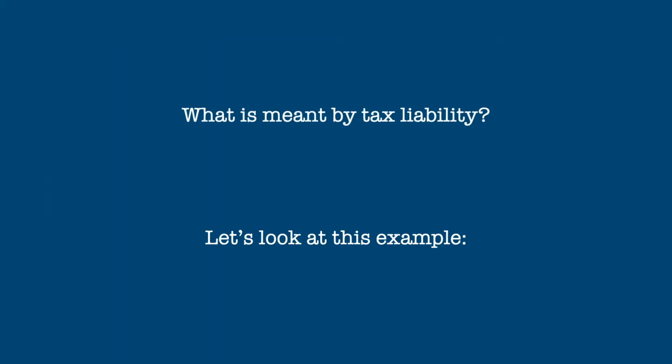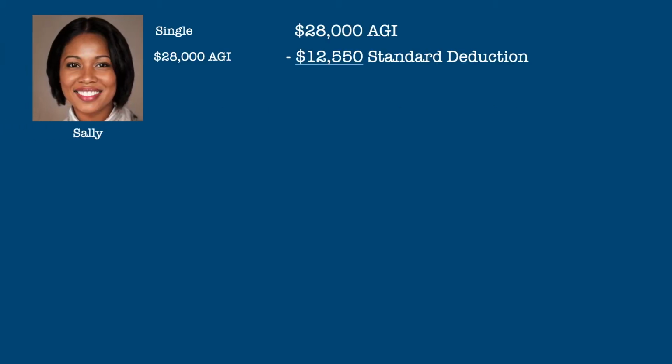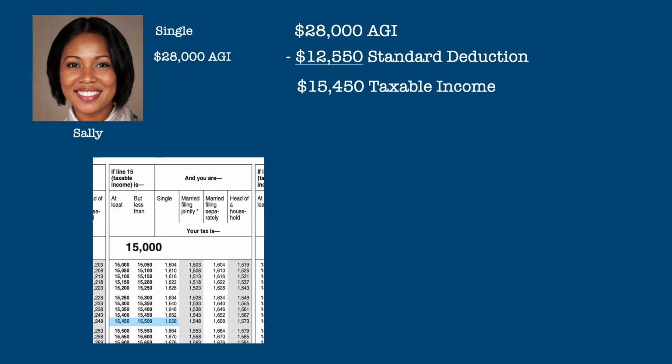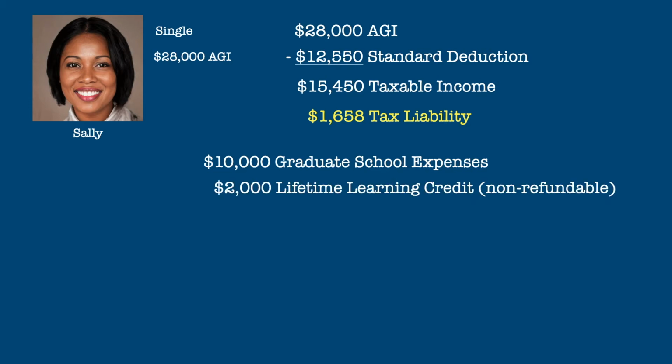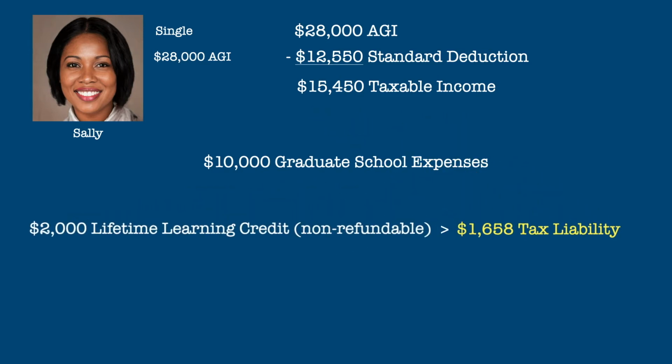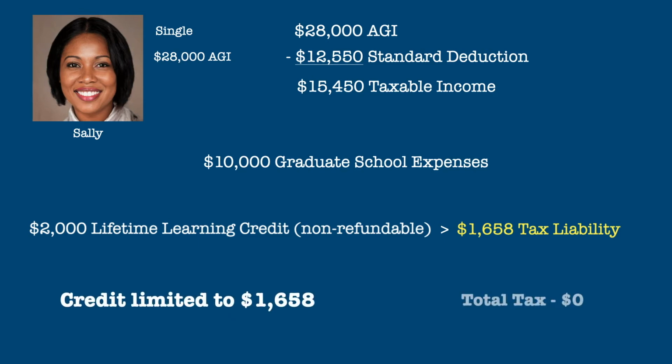Well, it's best described using the following example. Sally files as single, and after she subtracts her standard deduction of $12,550 from her adjusted gross income of $28,000, she has a taxable income of $15,450. Consulting the tax table, we see that her tax liability is $1,658. If she's attending graduate school and her expenses were $10,000, she would qualify for a lifetime learning credit, which is non-refundable, of $2,000. However, since her tax liability is only $1,658, her credit would be limited to that amount, reducing her total tax to zero.